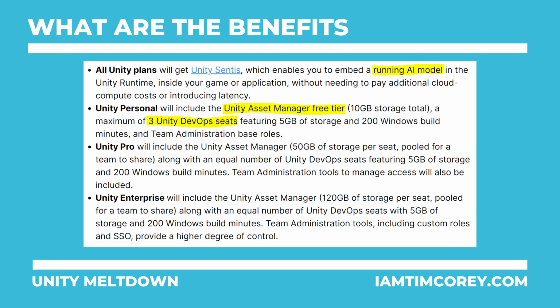Now, notice that for Pro and Enterprise, it's about how much storage you get per seat. But the DevOps storage and the build minutes are the same as the free version. You only get 5 gigabytes of storage for DevOps, and you only get 200 Windows build minutes. Unless that means that they're pooled per seat, which I don't think they are, but there's a slight chance they did not word this well. But these are the benefits. They're not huge benefits. They're not great benefits, especially not for the costs.